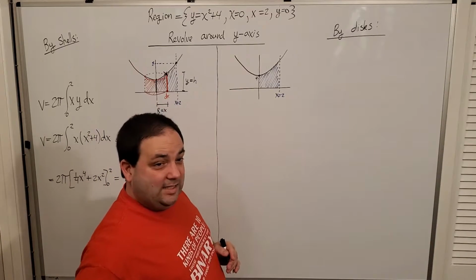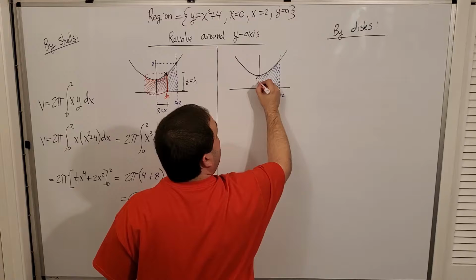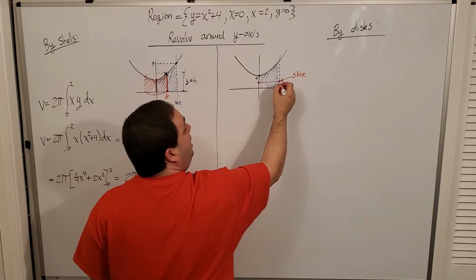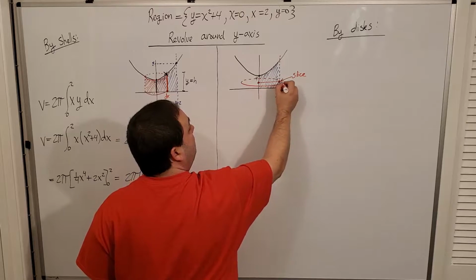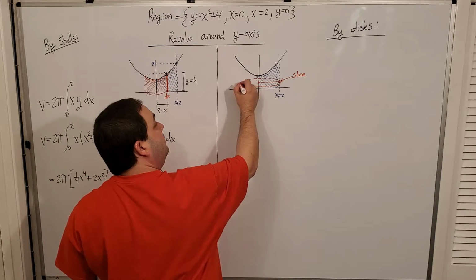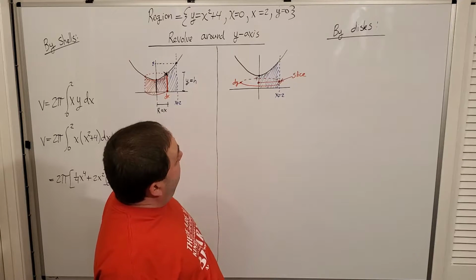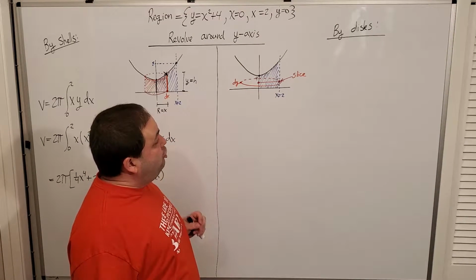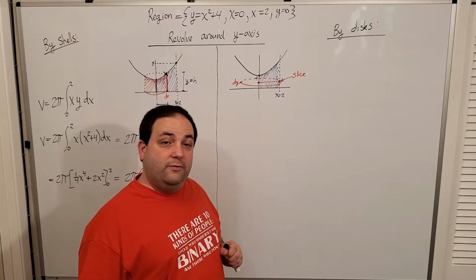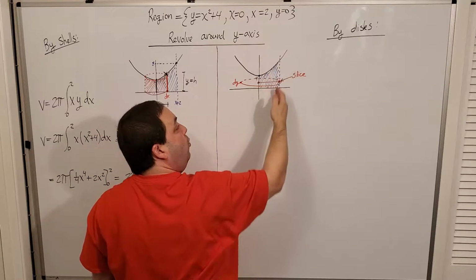If I'm going to do it with disks, then my slice is going to be perpendicular to the axis of rotation. So I'll have a slice right here. And my slice is just going to be a circle. So I'm picking some y value. My thickness is dy. And then I'm just stacking these things up. Well, hold on a minute. Be careful. There's actually two different regions here. When you're going to do this one by disks, I actually have to do two different integrals. And that is because I have two different left-sided curves and only one right-sided curve.